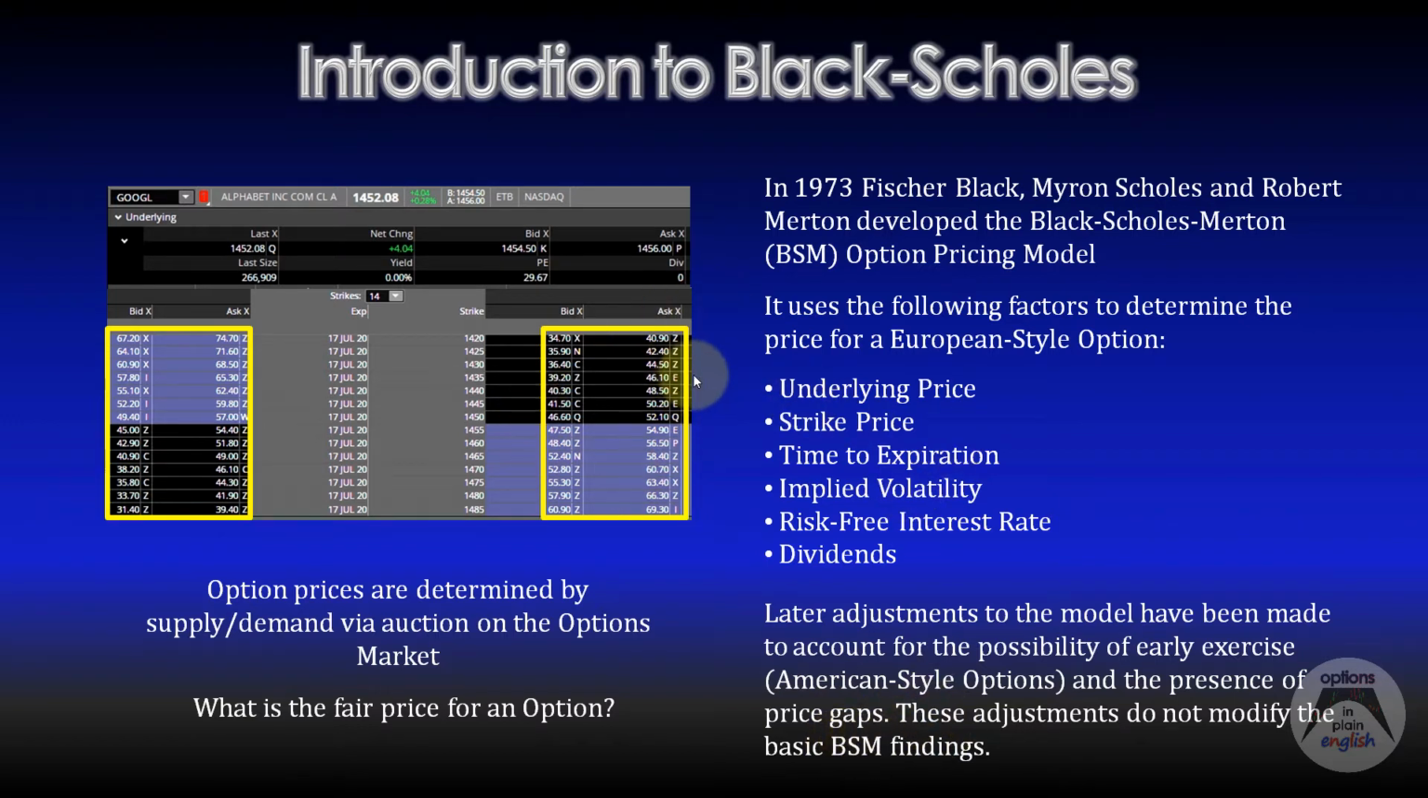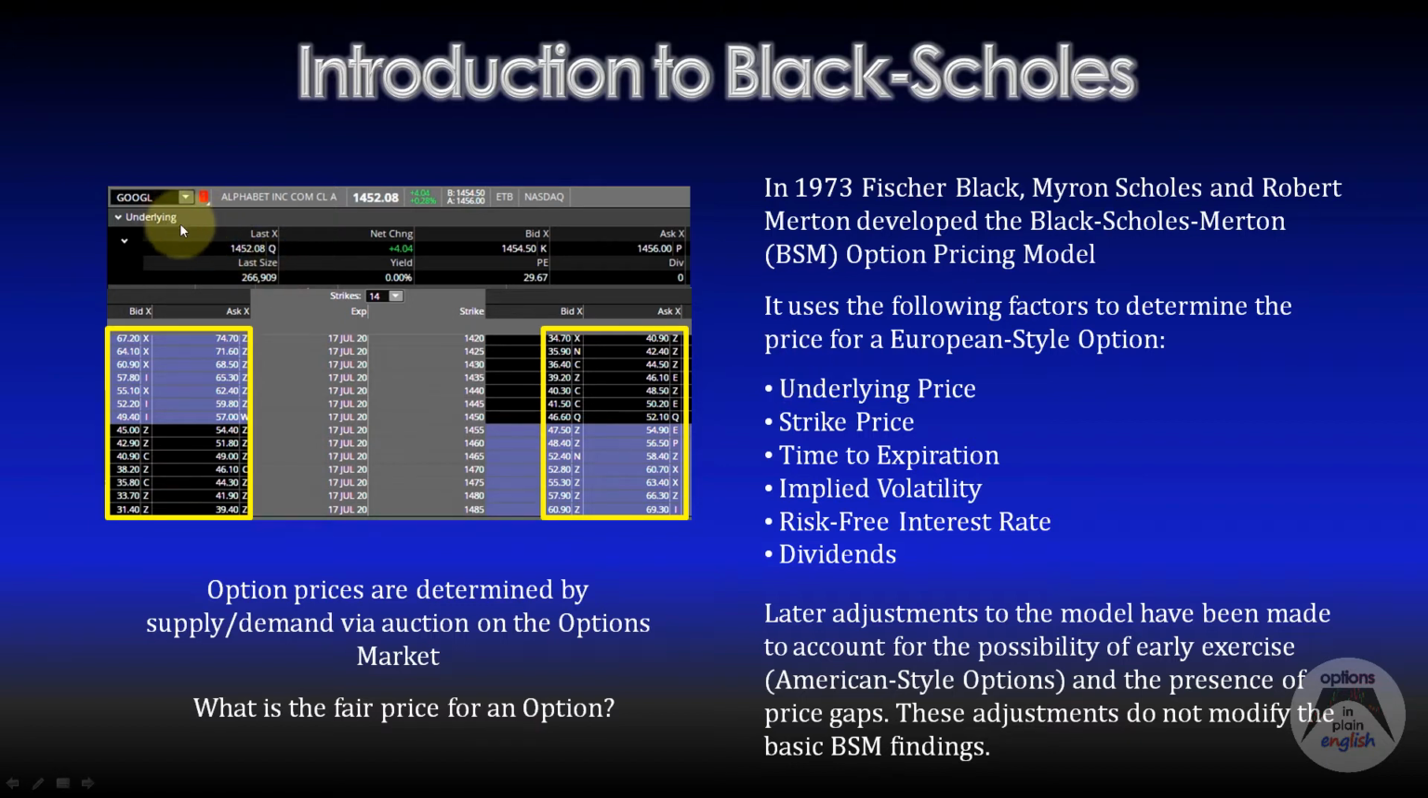These adjustments do not modify the basic Black-Scholes-Merton findings. So there is a formula that's used by many traders, by many investors as well, to determine the fair price of an option. Options have been around for a long time, even before they were all standardized and an option exchange was first opened, which was in 1973. Back then, there was no way to determine what the fair price for an option was.